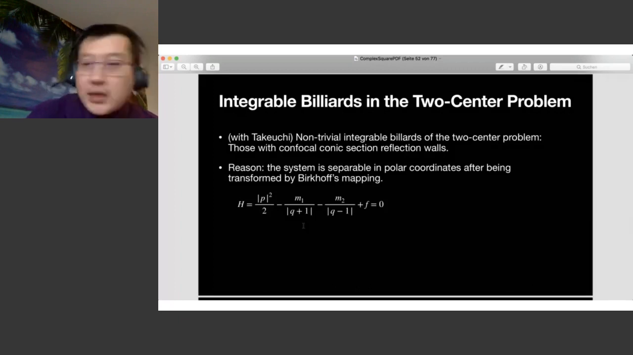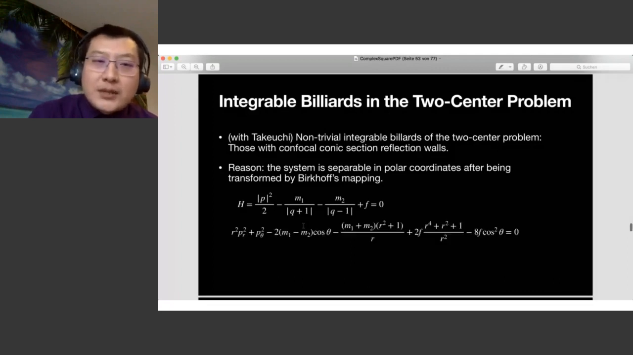once we fix the energy. And we may then try to pull back by the cotangent lift of this Birkhoff mapping. So that is sent to (z + z^-1)/2. And then we get a kind of complicated system. But somehow for this system, if we pass consequently to polar coordinates, then the system appears to be separable. So here, for example, r, theta are the polar coordinates.